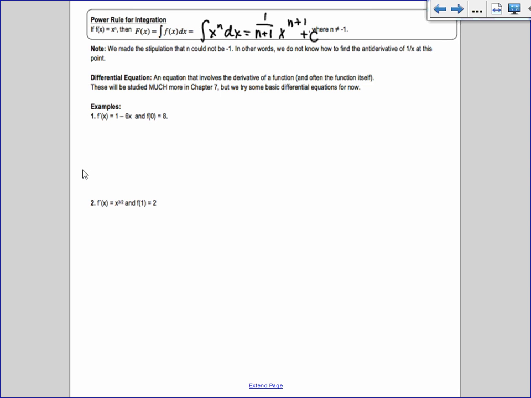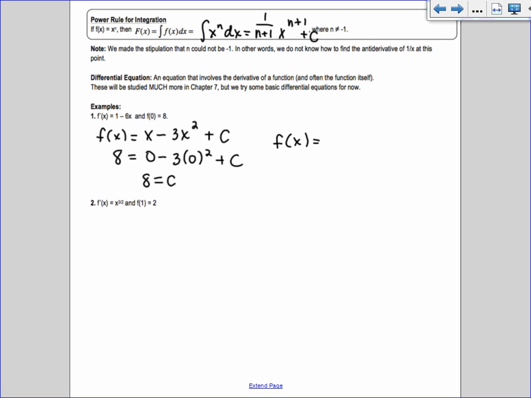We also talked about differential equations a little bit before, so let's review those quickly. If I have f prime of x equals 1 minus 6x and f of 0 equals 8, then if I take the antiderivative, I get x minus 3x squared plus c. It's hard to do at first, isn't it? All right, so I have 8 is equal to 0 minus 3 times 0 squared plus c. So I get 8 equals c. So my function is f of x equals negative 3x squared plus x plus 8. You don't have to write the negative 3x squared first. It's just a lot of people are picky and like to see it that way.